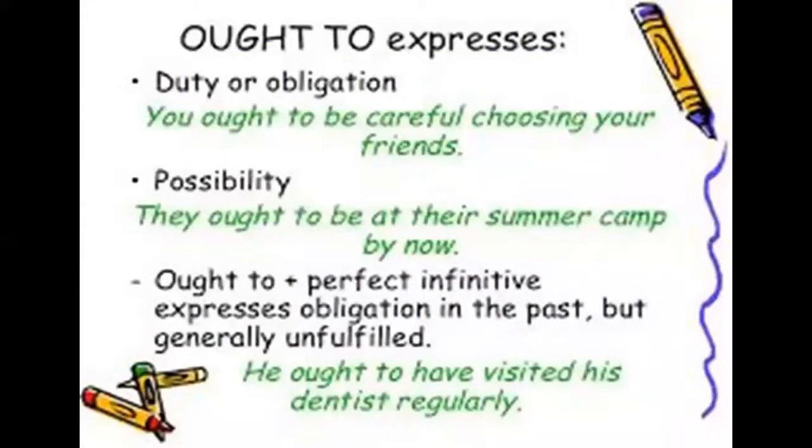Next is ought to. Ought to is somehow similar to should. Duty or obligation: you ought to be careful choosing your friends. You can also use should in place of ought to, because should is also used for duty or obligation. But one thing to remember, should never takes to. Ought is always followed by to. You ought to be careful choosing your friends.